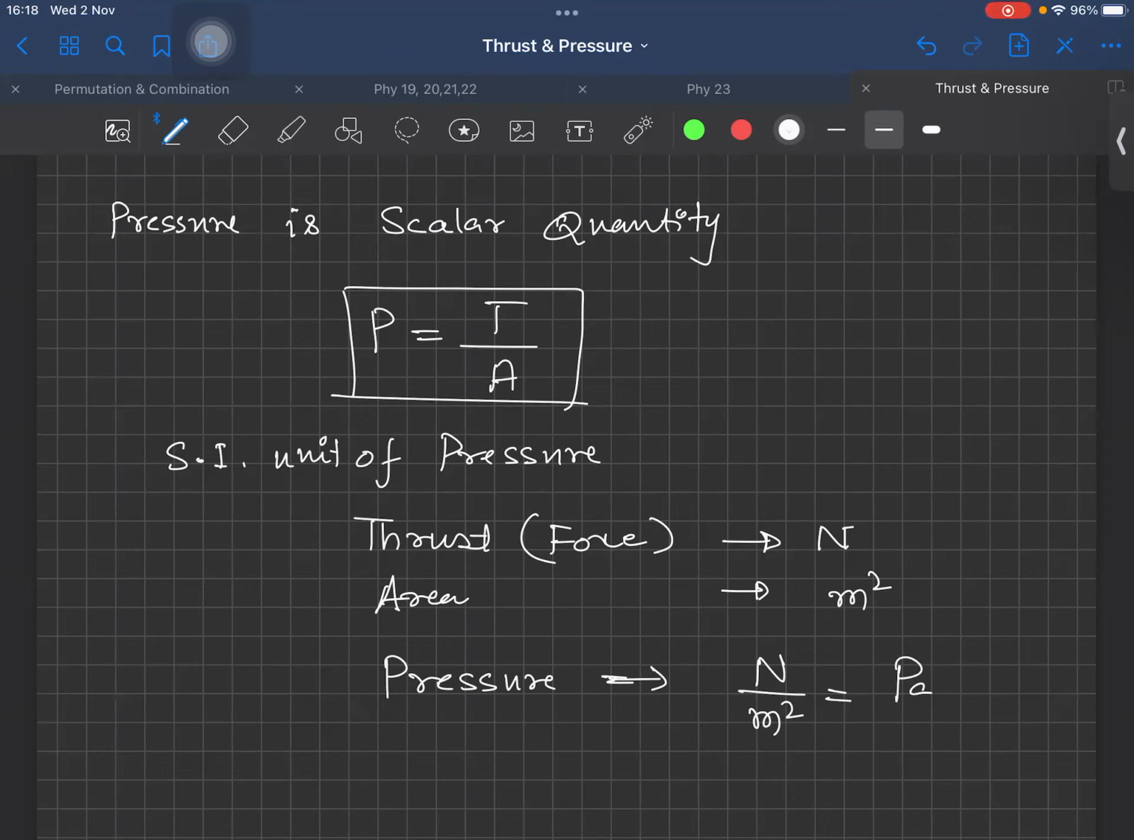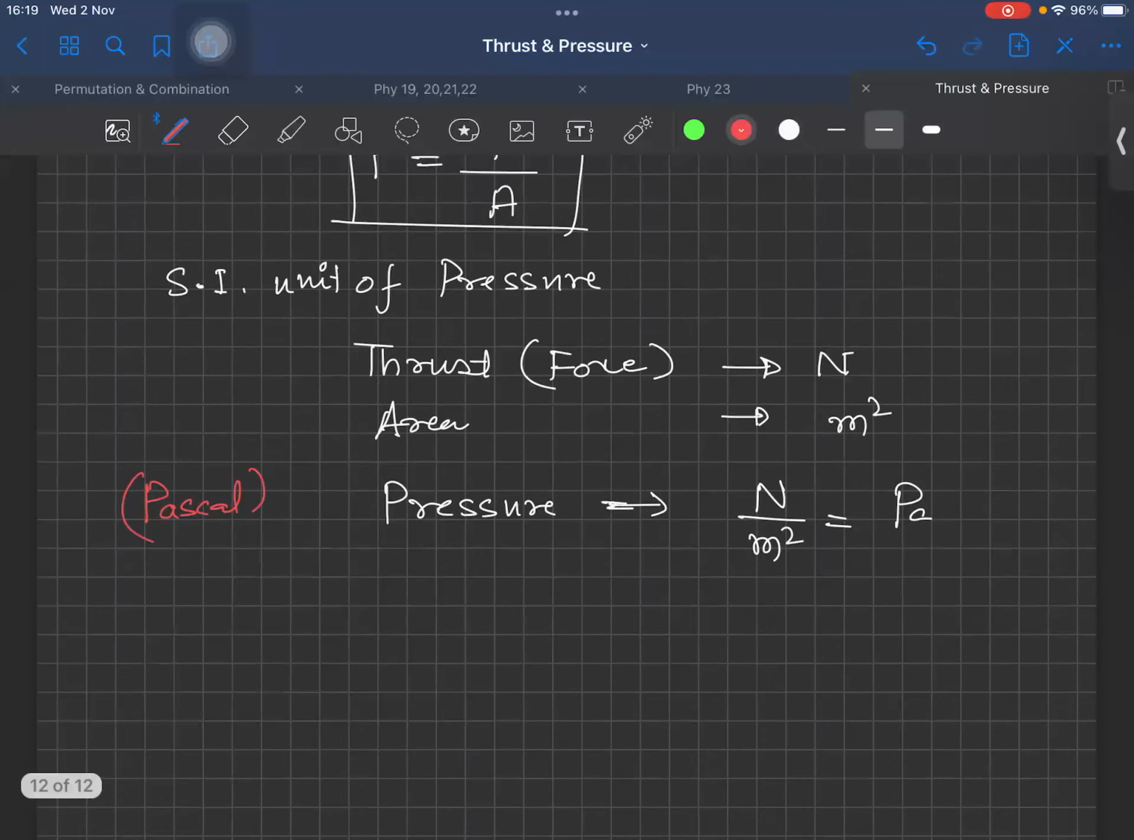Okay, any problem, any doubt? No doubt, sir. Okay, so yes, its unit is Pascal, right? So it's represented by Pa. All right. Now, see there. This is SI unit, right?